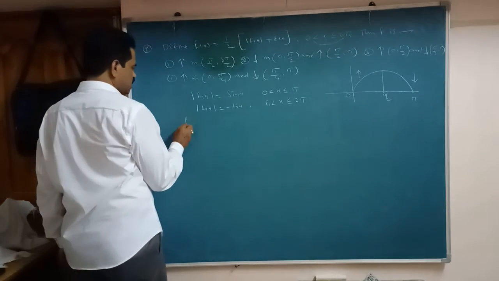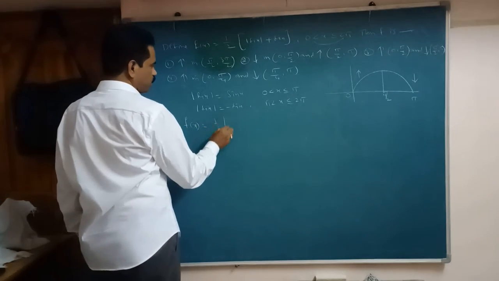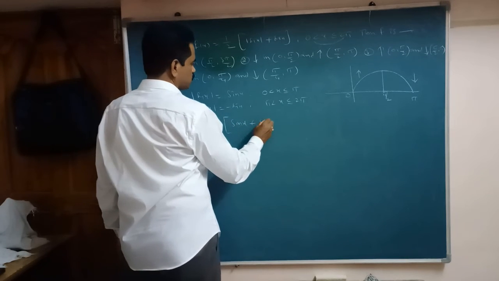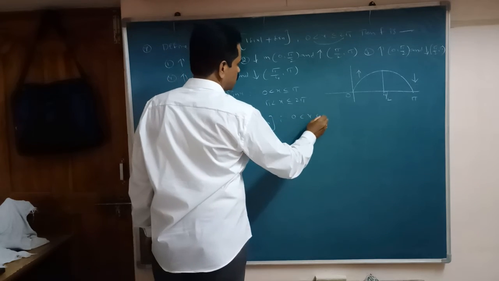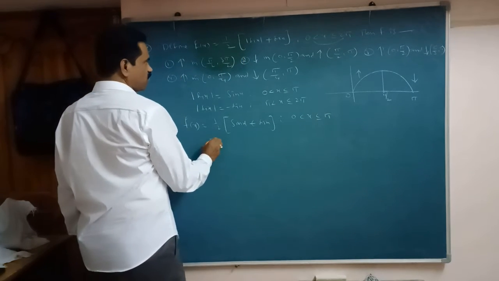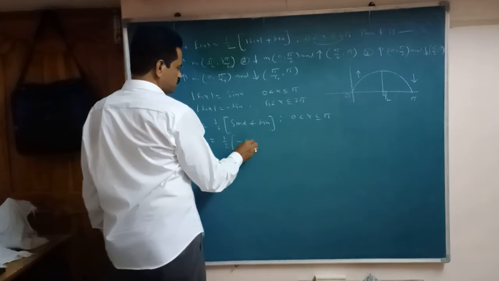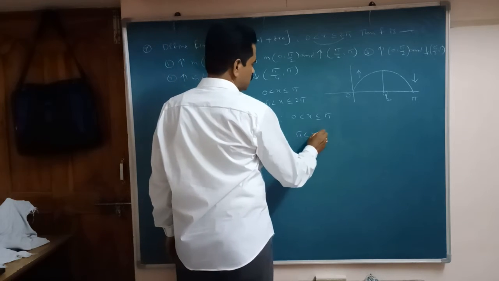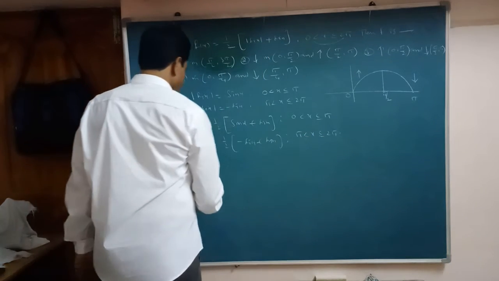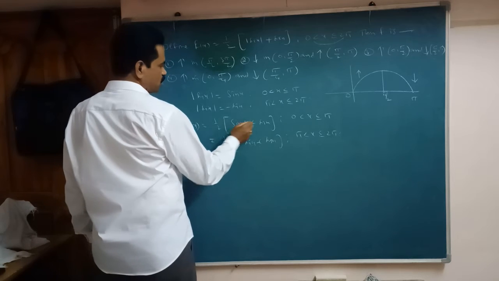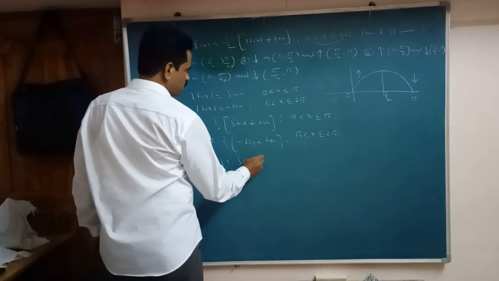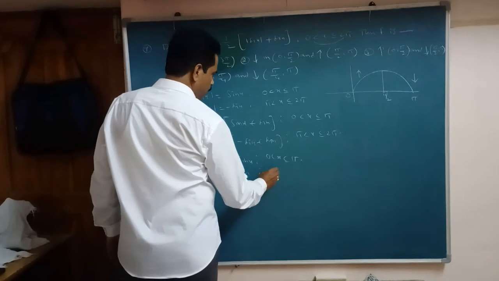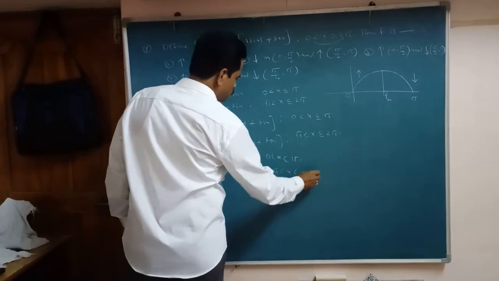So now create the function. f of x equal to 1 by 2 into, mod sin x is sin x, plus sin x, when 0 less than x less than or equal to pi; and 1 by 2 into minus sin x plus sin x when pi less than x less than or equal to 2 pi. So f of x equals 2 sin x by 2, meaning sin x, when 0 less than x less than or equal to pi, and 0 when pi less than x less than or equal to 2 pi.